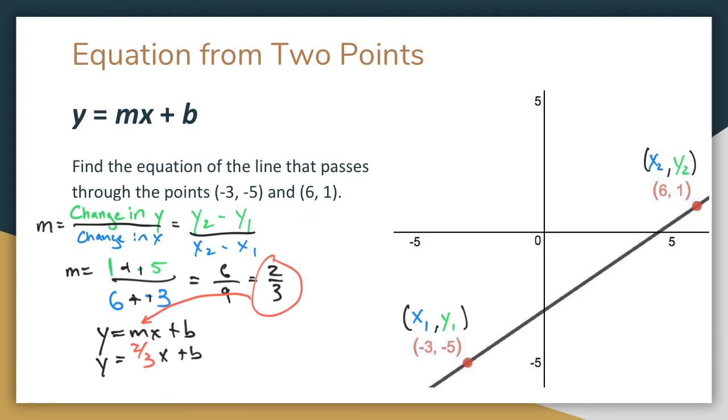So if I choose the point 6, 1, that means that 1 is going to go in for y, and that's equal to my slope, which I calculated already, which is 2/3, multiplied by 6, and then plus b. And then you simplify and solve for b just like we did previously. 6 times 2/3 is equal to 4, so you have 1 equals 4 plus b. You subtract, and so you get b equals negative 3. This equation is then y equals 2/3 x minus 3.